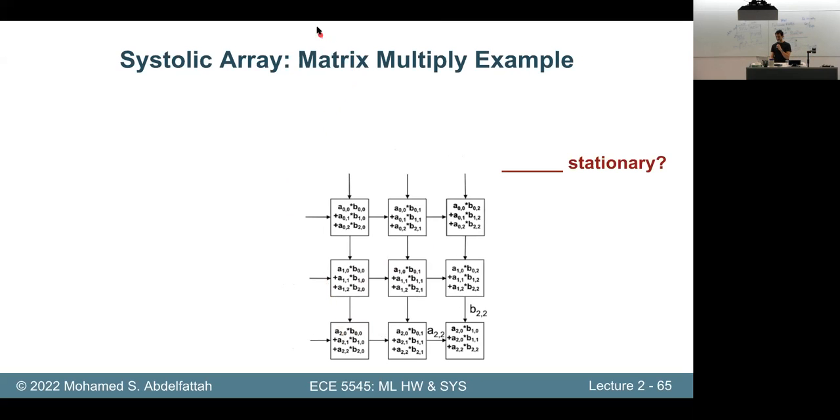So can people now tell me what kind of stationary is this? What remains stationary during this operation? It's one of three options. Actually, let me do a poll. So please, no one choose the fourth option. Let's say the first option is input stationary. Second is weight stationary. And third is output stationary. And fourth is don't choose it.